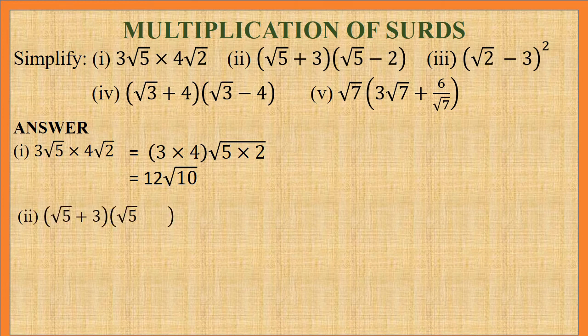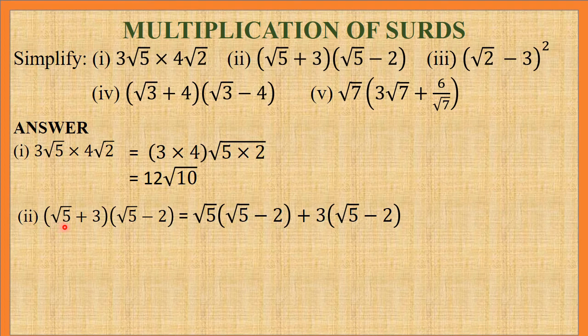Then for example 2, we have root of 5 plus 3 multiplied by root of 5 minus 2. This will be equal to, we have to expand. Pick the first term in the first bracket, multiply by the second bracket. That is what we have here. Then pick the second term in the first bracket, multiply by the second bracket. That is what we have here.